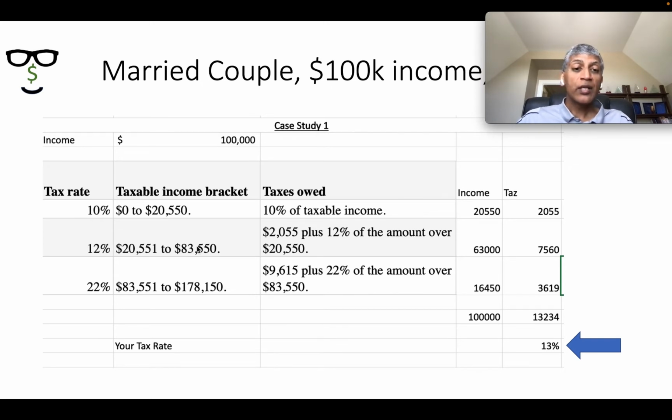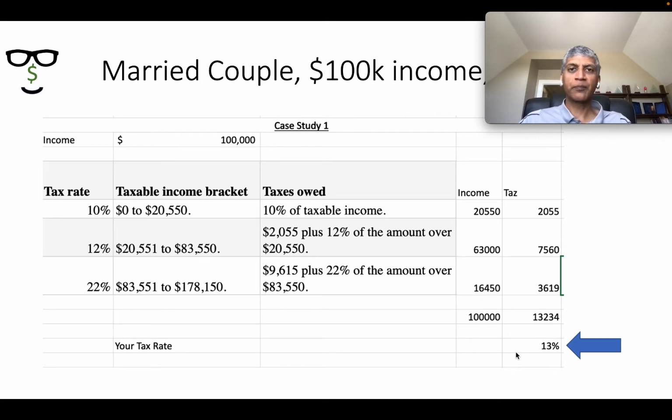The next $20,083, which is roughly $63,000, would be taxed at 12% and so on. And here I've shown what their income is and what their tax is. If you look in total, their blended tax rate is 13%. However, their last dollar is taxed at 22%. This last dollar tax is commonly referred to as the marginal tax rate. However, this family actually paid a 13% tax on their total income of $100,000.